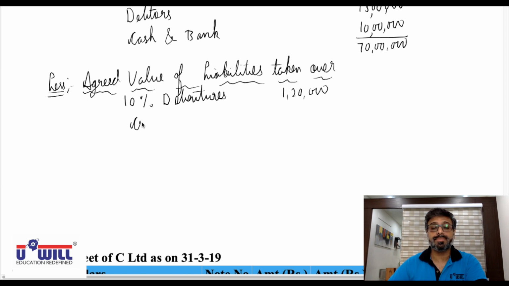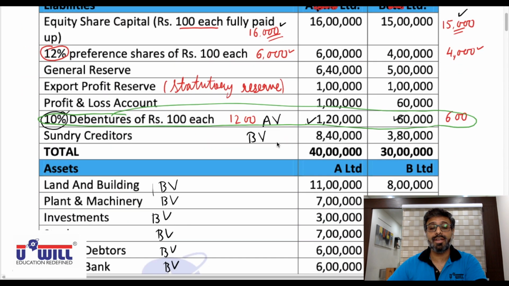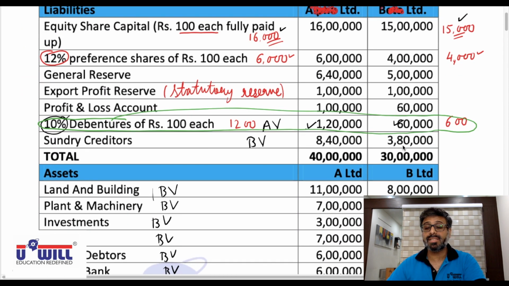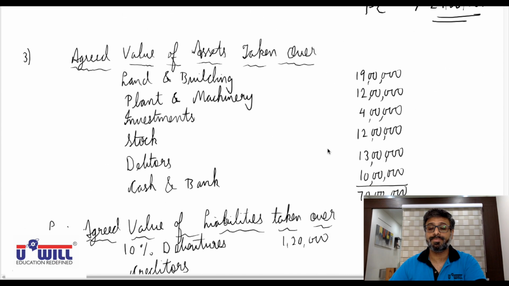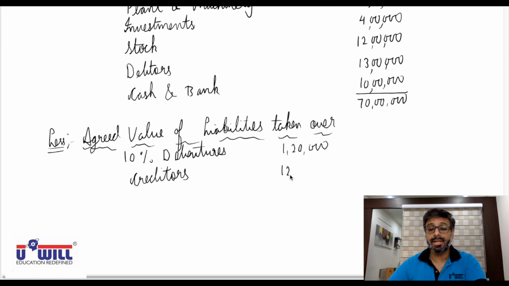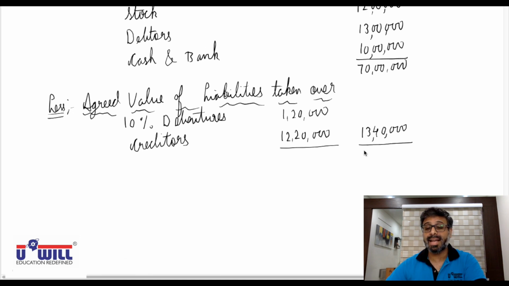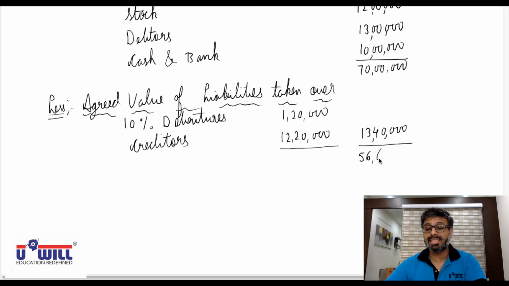Then creditors. Creditors' agreed value is 8,40,000 plus 3,80,000, so 12,20,000. They are taken at book value itself. So total 13,40,000 is the agreed value of liabilities taken over. Now 70 lakhs minus 13,40,000, so 56,60,000 is the net assets taken over.